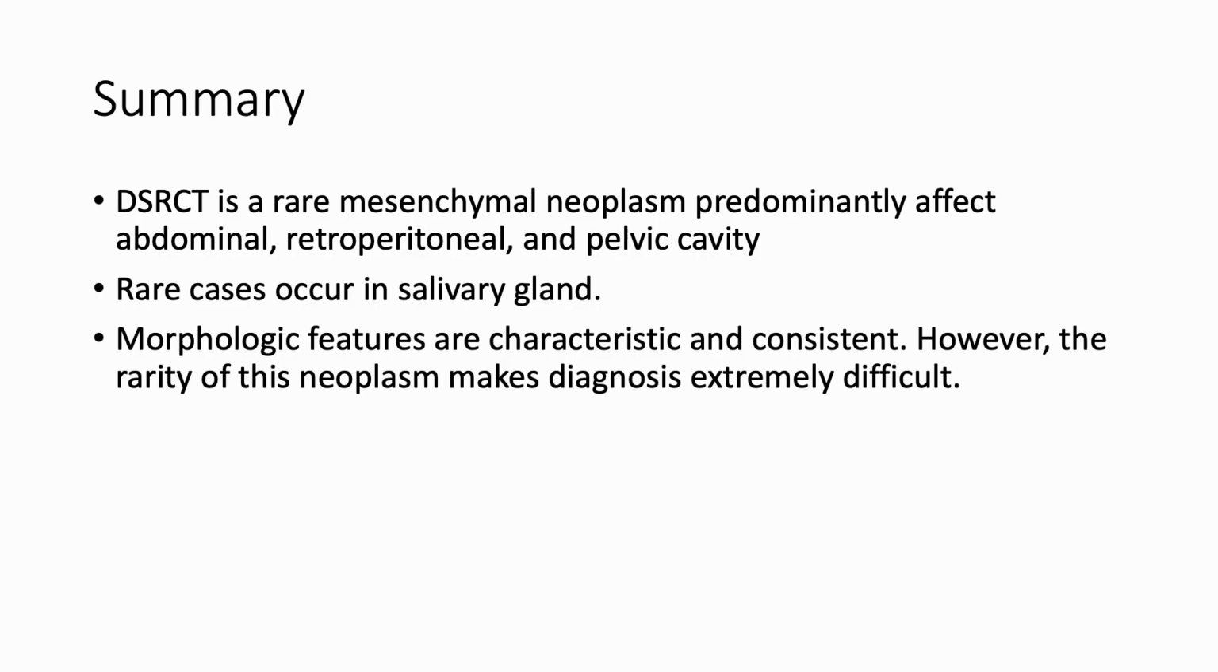Final summary. Desmoplastic small round cell tumor, or DSRCT, is a rare, aggressive mesenchymal neoplasm defined by EWSR1-WT1 fusion. It typically arises in the abdomen, retroperitoneum, or pelvis. Rare cases occur in the salivary glands, where it may mimic high-grade carcinoma. Despite its rarity, DSRCT has characteristic and consistent morphology, but recognizing it requires a high index of suspicion and molecular confirmation.